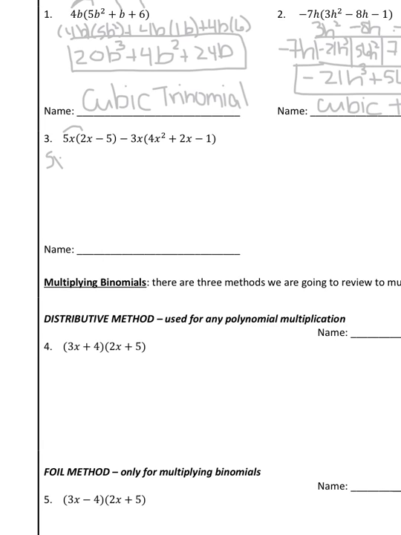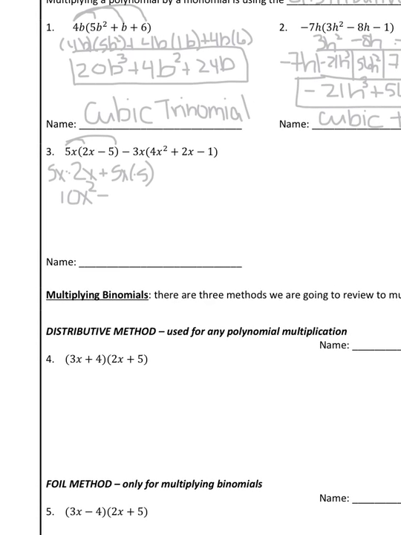This is 5x times 2x. You can use a dot if you want to. 5 times 2 is 10. x times x, x squared. And then you're going to do 5x times negative 5, right? So plus 5x, I like to use parentheses whenever there's a negative sign. So 5 times negative 5 is negative 25 times x. So that's that first part, right? This minus sign in the middle is the second part.